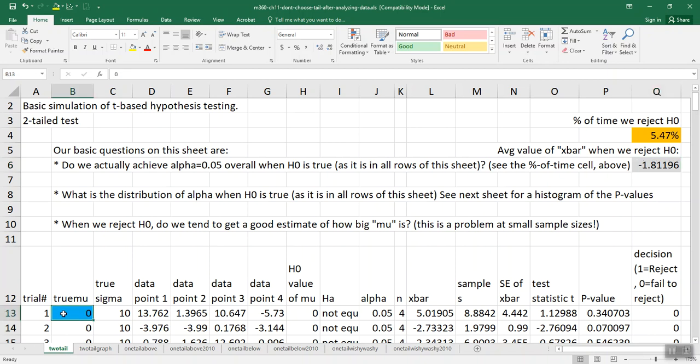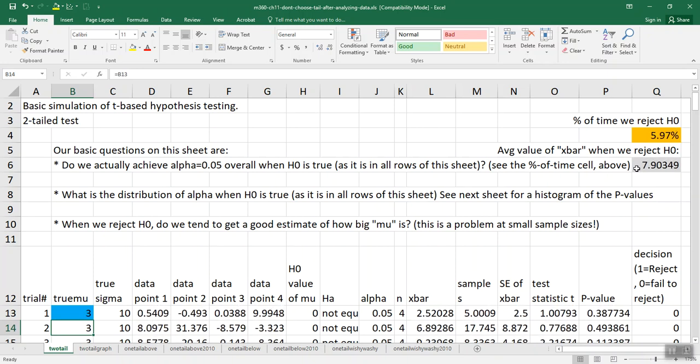Now what if I make this true population mean 3, which is not very big compared to a true sigma value of 10. I'm still only rejecting the null roughly 5% of the time, probably a little bit higher. But look at the average value of x bar when we do reject the null. It's almost always up in the 8 or 9 range.